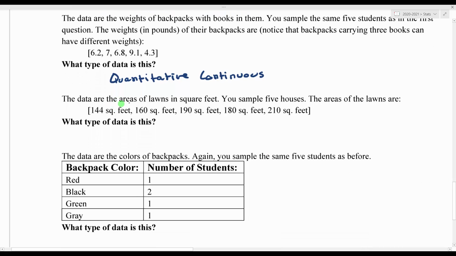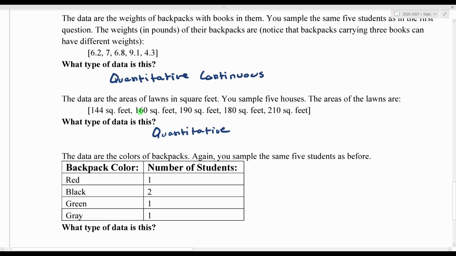We got the data are the areas of lawns in square feet, right? So we go to 5 houses and we measure the areas of the lawns and we get 144 square feet, 160, 190, 180, 210. So what type of data is this? Again, I see numbers. Okay, so this is quantitative. The question is whether or not it is continuous or discrete. Now, the data that we're given, these are nice, clean integer numbers, but there would be nothing stopping us from having 144.1 square feet, 0.2, depending on like if we had an oddly shaped lawn or something like that.